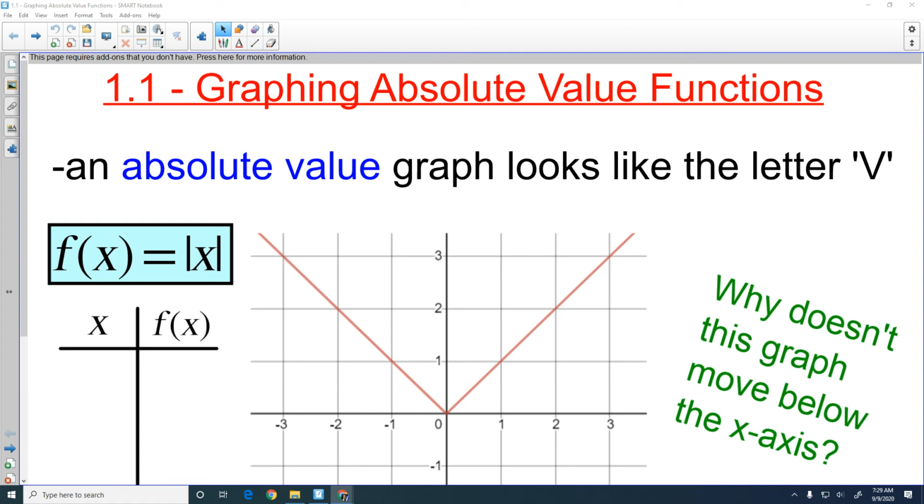And that f of x might look a little weird. I think you probably saw this in Algebra 1. That's just called function notation. And it simply means it's the same thing as y equals. You probably saw that a lot back in Algebra 1, like y equals mx plus b or stuff like that. So whenever you see f of x equals, you can just think of that as y equals. And here, the absolute value of x.